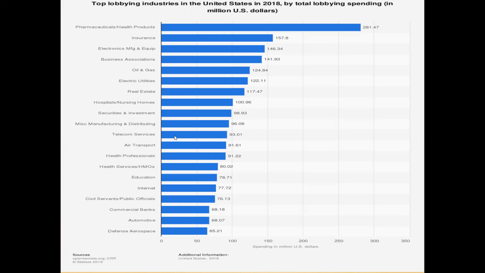If we look at what different areas of the economy spend on lobbying, we can see the biggest lobbying group, this is in 2018, was the pharmaceutical industry or the health industry. And they spent about $280+ million on lobbying different congresspeople. Up next is insurance, electronics, different business associations, oil and gas. Okay, they're a very powerful lobby. Utilities, real estate, hospitals, nursing homes, security and investments, on down the list.